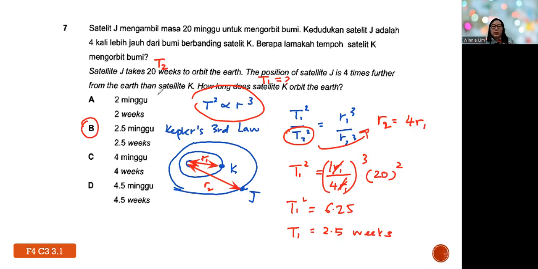Okay, so hopefully you all can actually use this equation to solve the questions, and also be alert. If you refer to one as satellite J or K, you must be alert so you will not denote it or write the relationship wrongly.